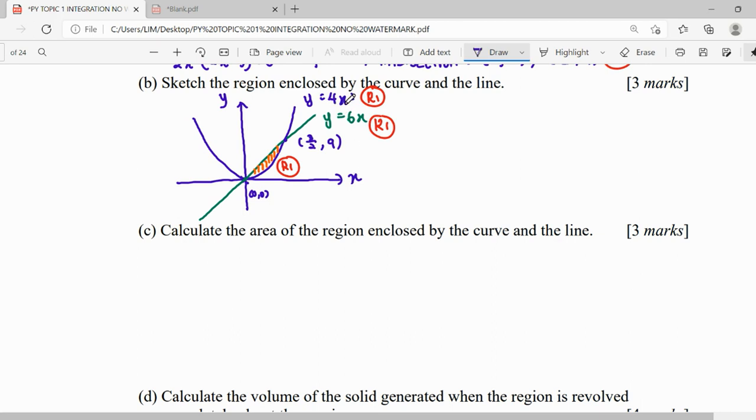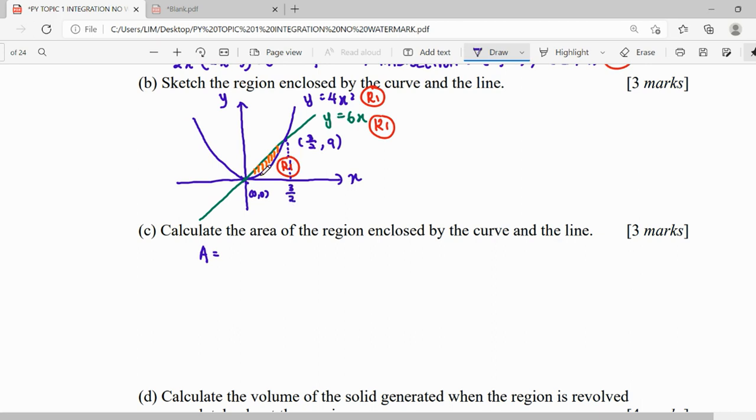It is given already. So for this area, when you want to refer to the x-axis, it starts from 0, the origin, vertically, and goes to this point. So this point is 3 over 2, the x coordinate is 3 over 2.